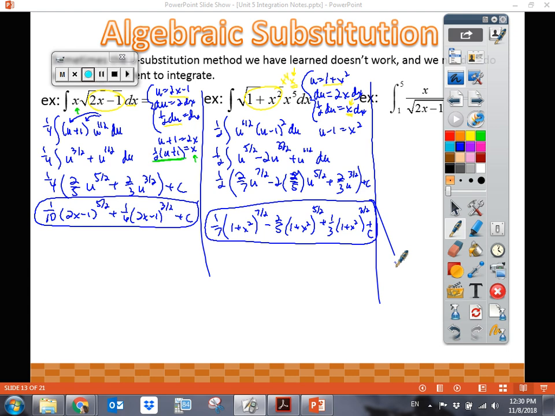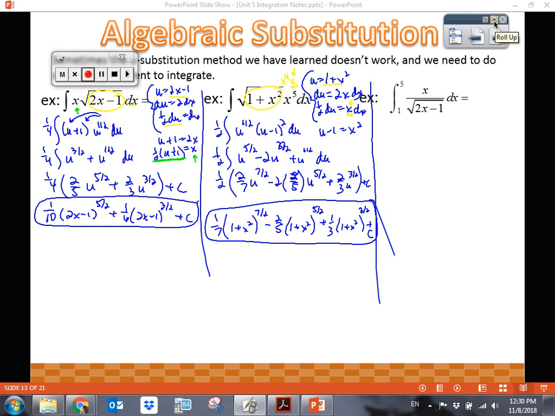All right, let's look at the very last one on here. Move this up a little bit. So here, we can see u would be 2x minus 1. du is 2 dx, so 1/2 du equals dx. So this is going to turn into a u, and I have an extra x. So I'm going to have to try the algebraic substitution again. I'm going to take the relationship that I have between u and x, and solve it for x. So that would be u plus 1 equals 2x, or 1/2 times u plus 1 equals x.